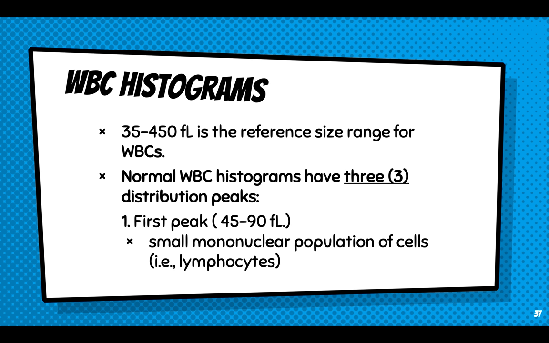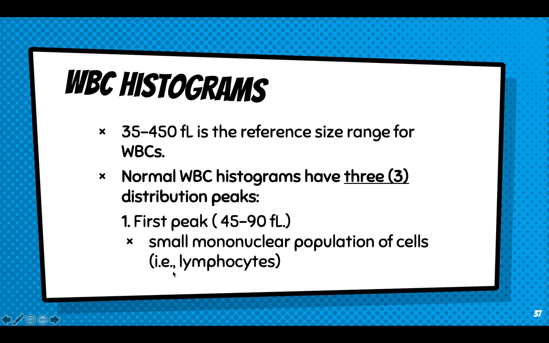Normal WBC histograms have 3 distribution peaks. Again, when I am talking about a peak, this is the tok-tok. You technically have three readings there. The first peak is from 45 to 90 femtoliter, and I want you to be familiar with this. Your first peak is for your small mononuclear population of cells. Again, reviewing, we have 5 different WBC or leukocytes: lymphocytes, monocytes, basophils, eosinophils, and of course, the most abundant, the neutrophils. When doing histograms, we have 3 peaks. Sir, isn't it 5? Why only 3? I'll explain that later on. So 3 peaks, with the first at 45 to 90 femtoliter. These are small mononuclear populations of cells, which are your lymphocytes.